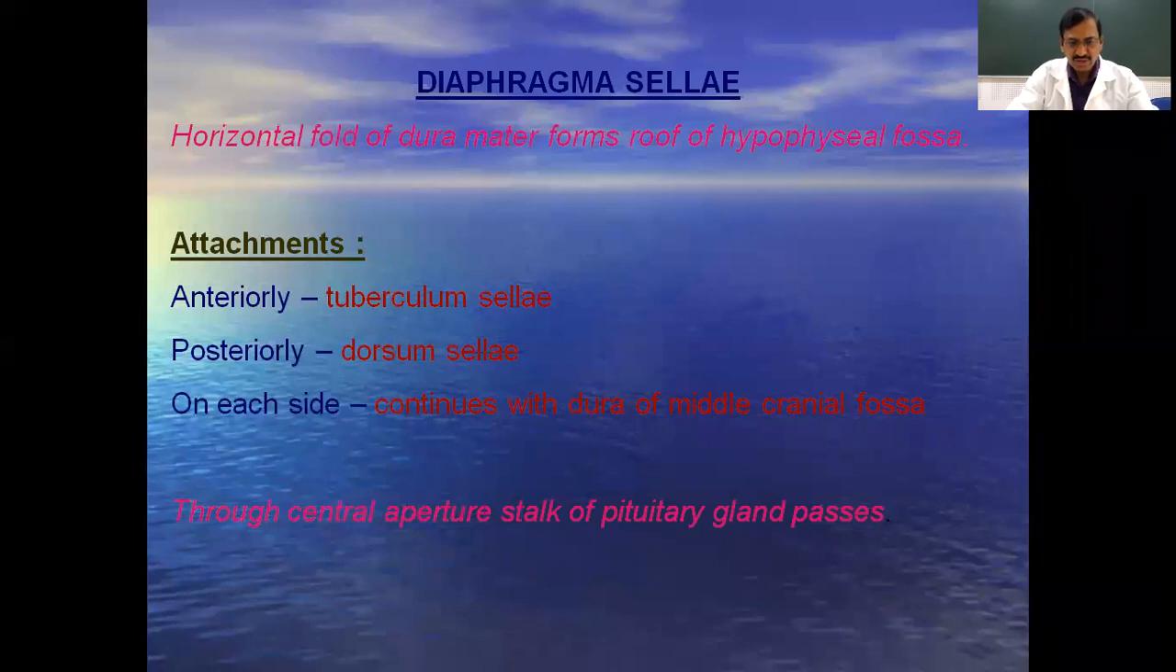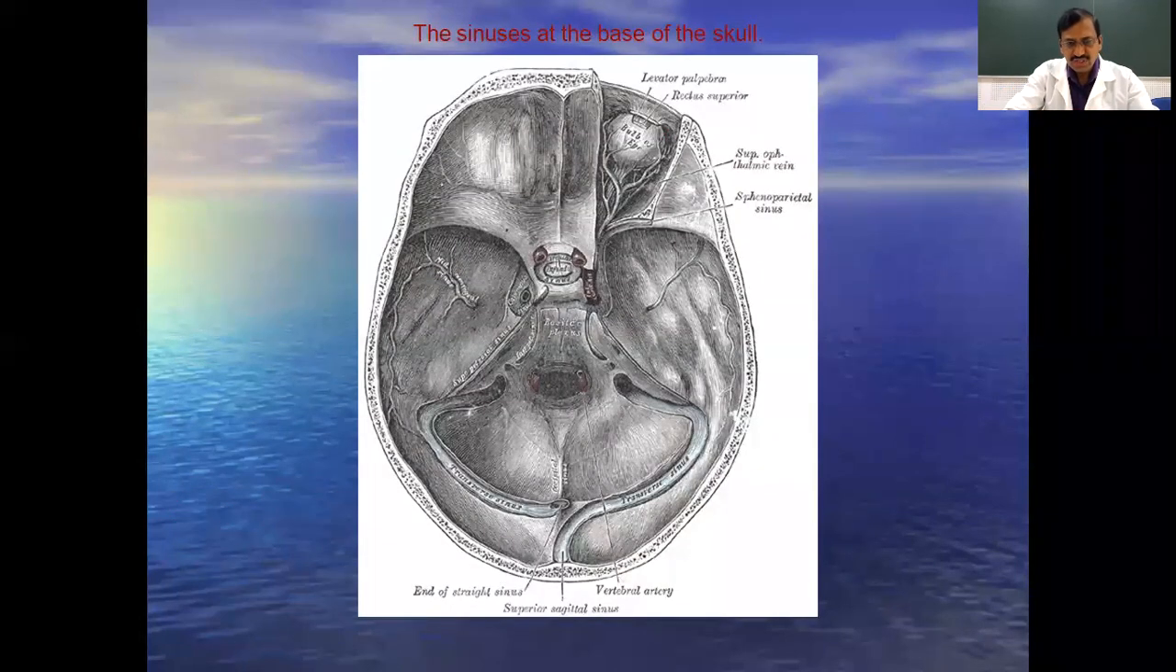Okay, that is the next. Through the central aperture within the diaphragma sellae, there is an opening. You can see here, this is the diaphragma sellae, and in its central part there is a small opening. Through this opening, the pituitary gland goes down and is accommodated over the body of the sphenoid bone. Okay, that is the aperture.